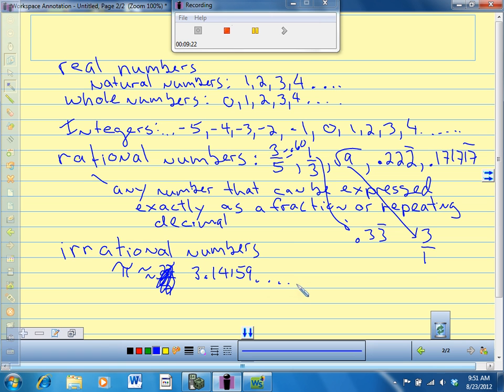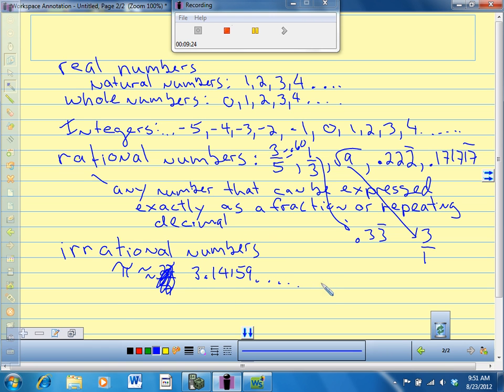Some of you had Mr. Lemke, who had them memorize digits of pi, and some kids in my class repeated all the way to like 100 digits. But it never repeats, and it goes on forever and ever. And we will find out where that number comes from. But it is not a repeating decimal.